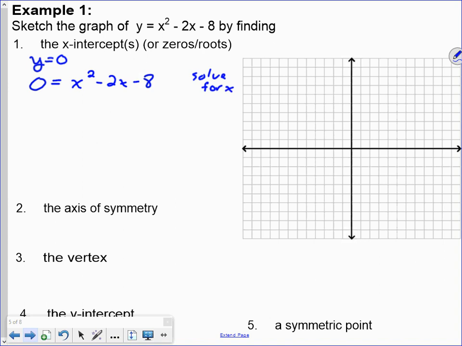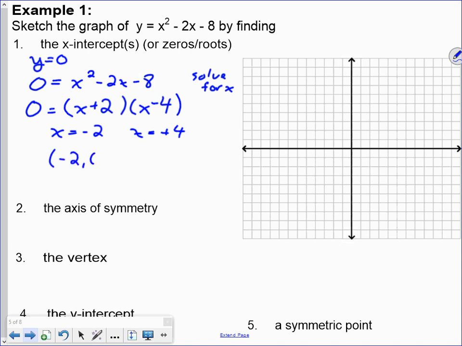Now, we're going to do this by factoring. This is a simple trinomial, so we're going to have an x and an x. We need two numbers that multiply to negative 8 and add to negative 2. Those numbers are going to be negative 4 and positive 2. And so we know that our solutions to this quadratic equation are going to be x equals negative 2 and x equals positive 4. So these are our two x-intercepts. If we want to write them as points, negative 2, 0, positive 4, 0, because y is 0 for both of them. So we could add these to our graph right away. We've got one here at negative 2, 1, 2, 3, 4, one here at positive 4.